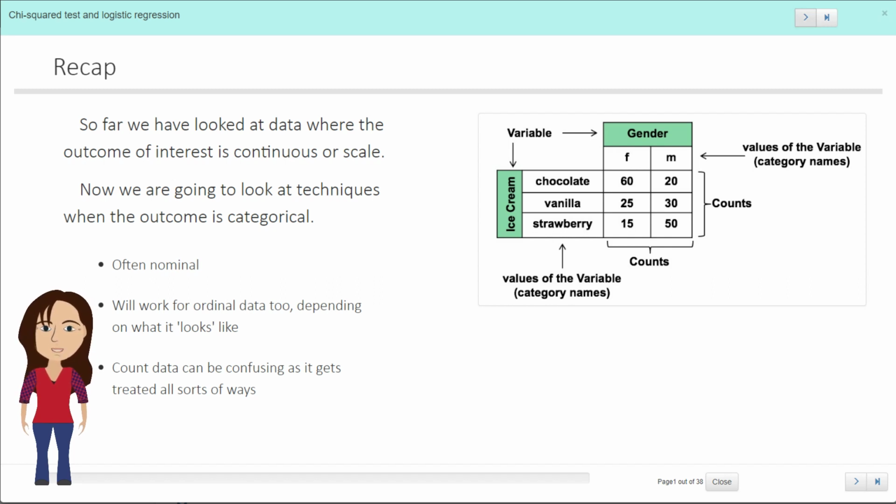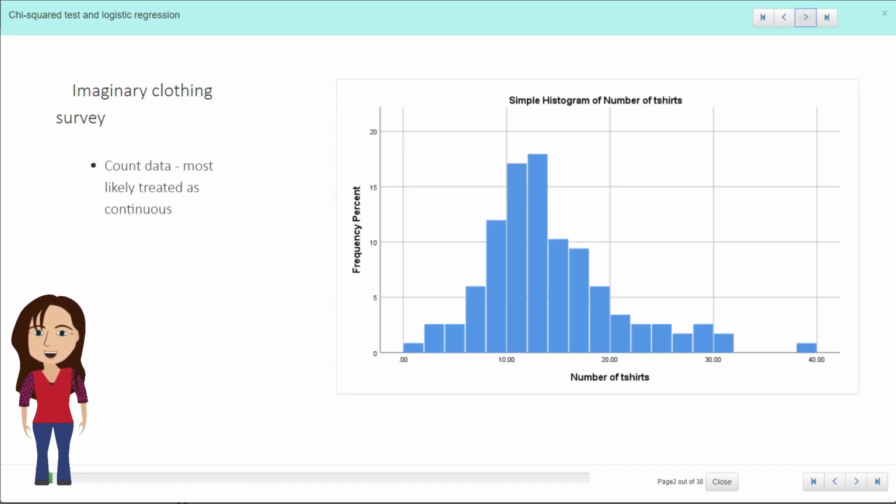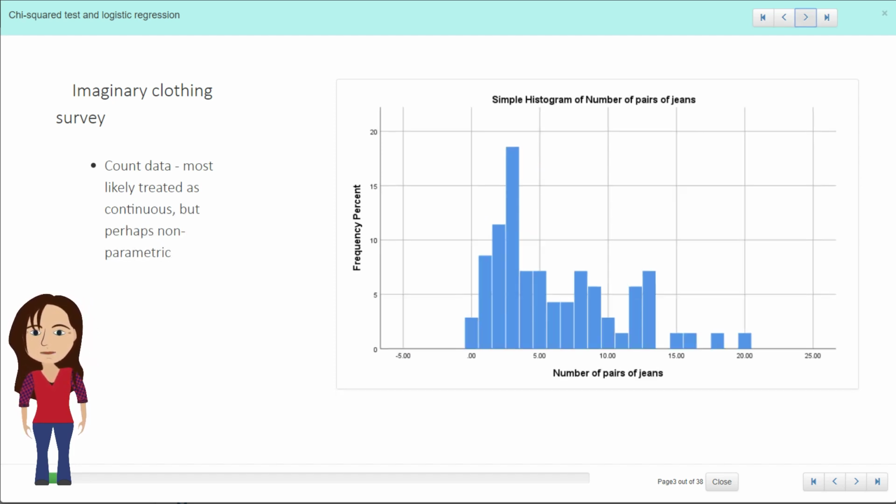So imagine we were doing a clothing survey, and we were asking people about the number of t-shirts they own. These might be fairly high counts, and perhaps when we plot them they look fairly normal. And so in this case we would use the same techniques that we use for continuous data, like t-test, analysis of variance, etc. Imagine then that we ask people about the number of jeans they own. Now maybe these counts are a little bit less, maybe they're not looking quite so normal, and so perhaps we wouldn't use the parametric techniques, but instead we would use non-parametric techniques like maybe Mann-Whitney U, Kruskal-Wallis, where we don't make assumptions about the shape of the distribution.